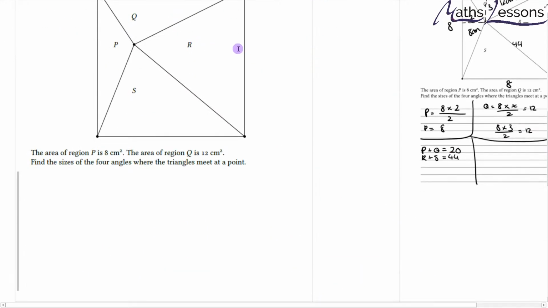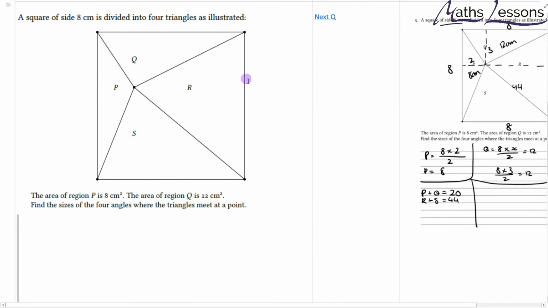Anyway, next question. Okay, we've got a square that is divided into 4 triangles. The area of the triangle of region P is 8, and the area of region Q is 12. Find the sizes of the 4 angles where the triangles meet at a point. What I'm going to do is go through the process of just finding one angle, and I think the first angle I find is R. So see if you can find the angle for R, having found a pattern for triangles, because once you've done that, you repeat that pattern to find the other 4 triangle angles.